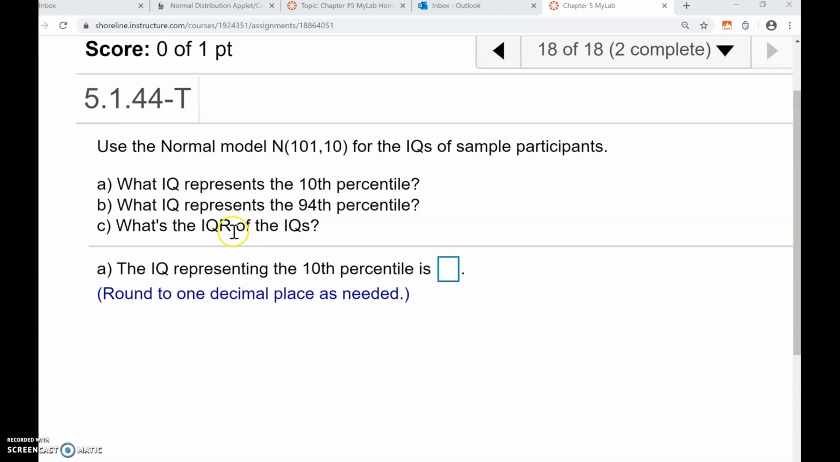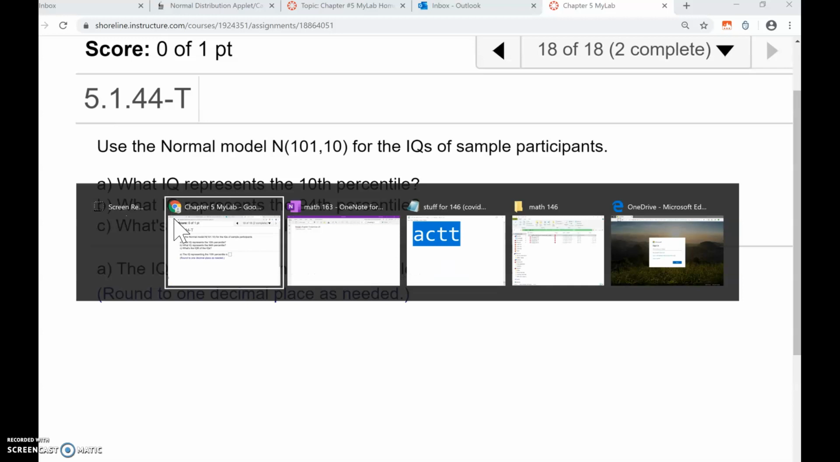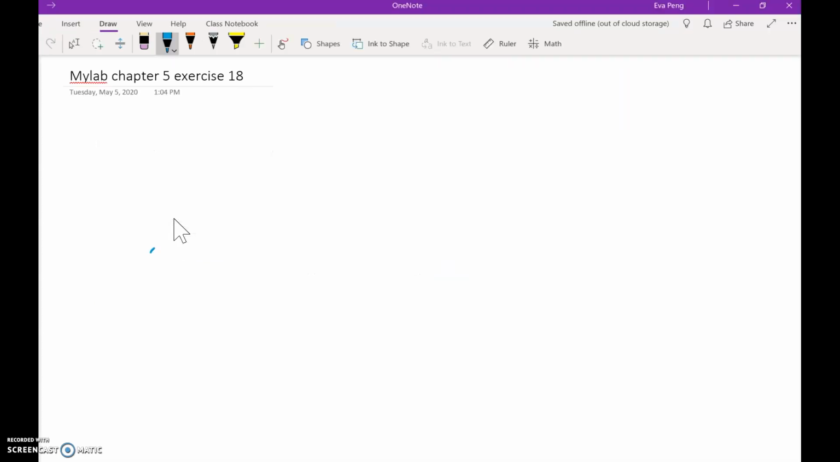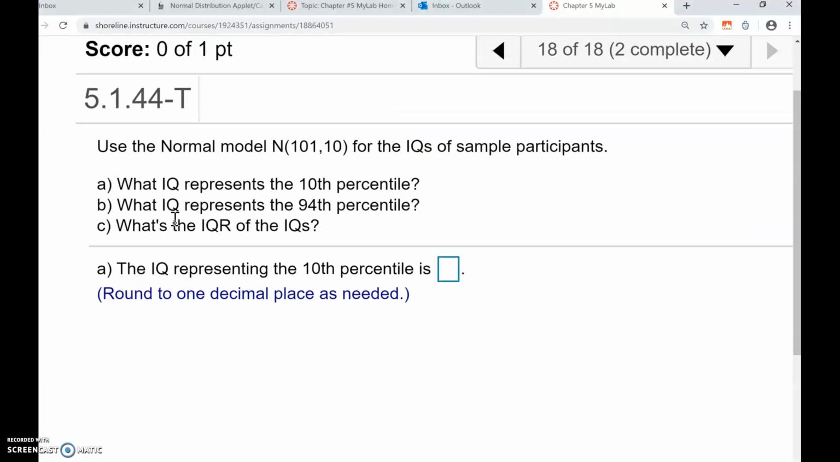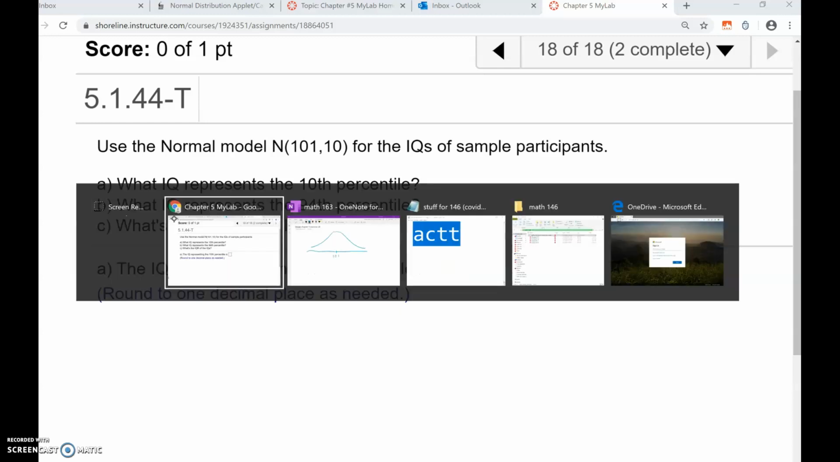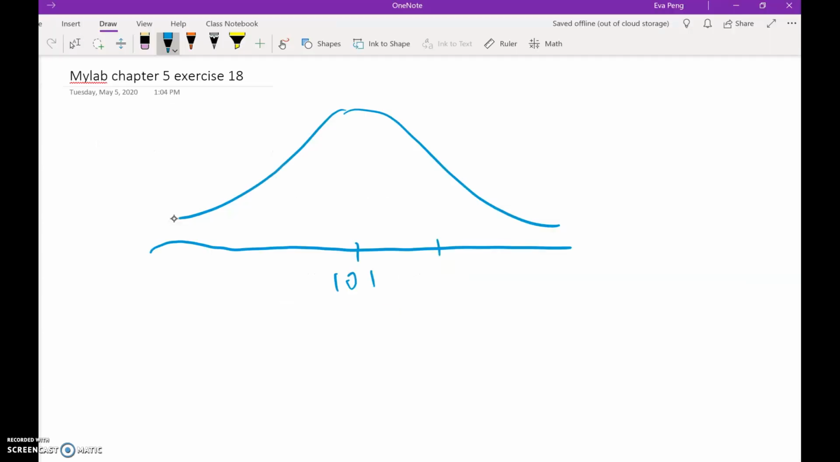IQR meaning interquartile range. So first, let's make a sketch here. It always helps to make a sketch. So here we have the horizontal axis. 101 is in the middle. Here's our normal curve. Standard deviation is 10. So that'd be 111. 101 plus 10 is 111, plus 10 is 121, plus 10, 131, and then minus 10. 101 minus 10 is 91, minus 10 is 81, minus 10, 71.